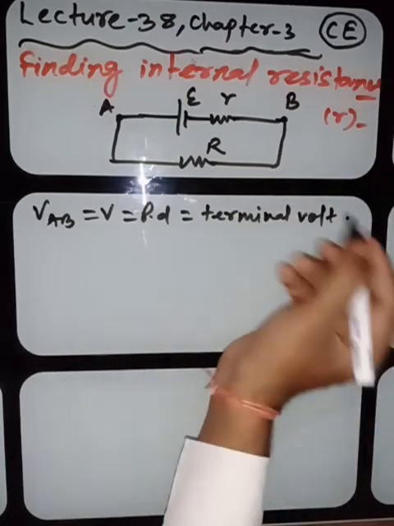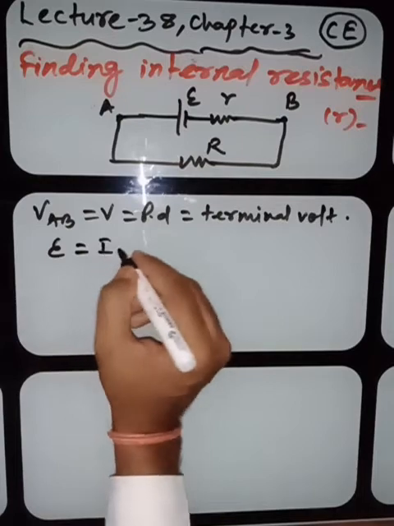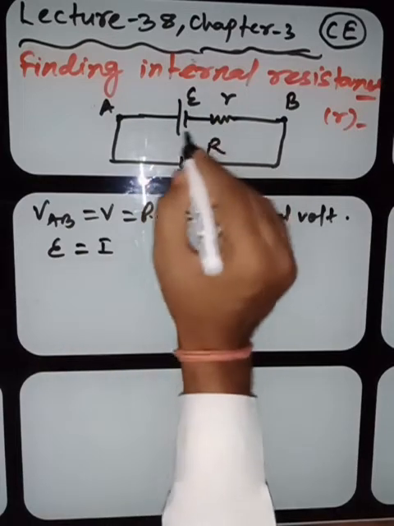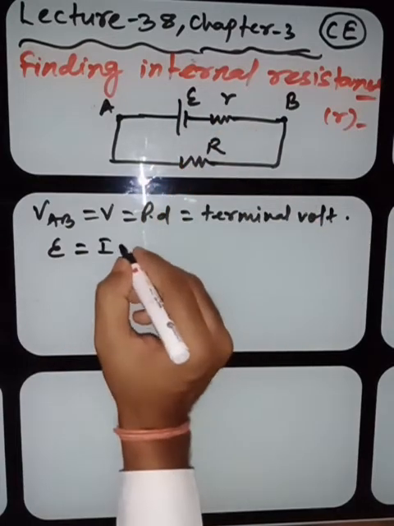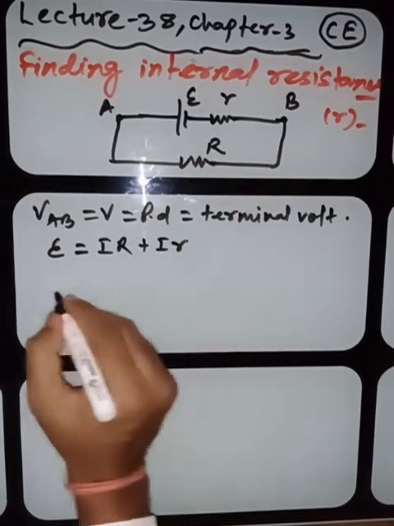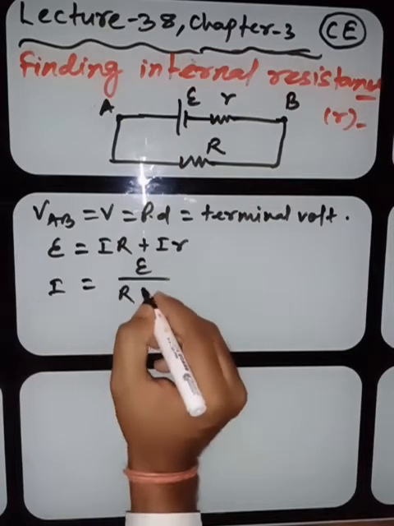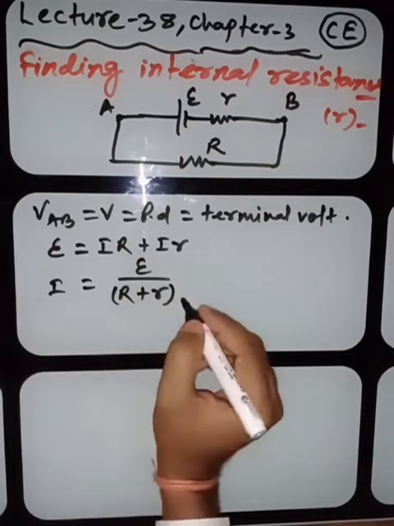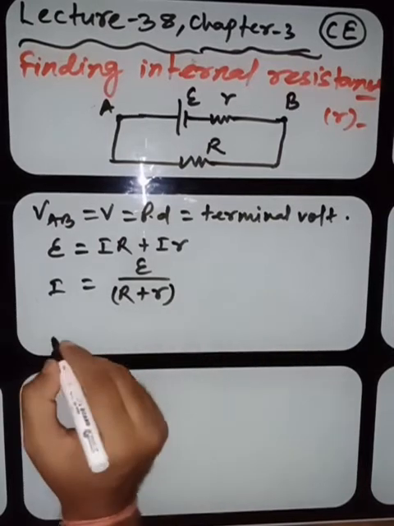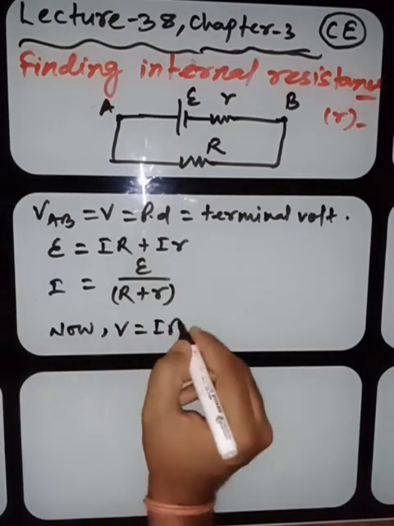Again I am writing terminal voltage. Now E is equal to, because this EMF is the total potential drop at two places, Ir plus I into R. Could you find the current here? Yes, it is I equals E over r plus R. Okay, my dear students. Now we know that V is equal to IR.